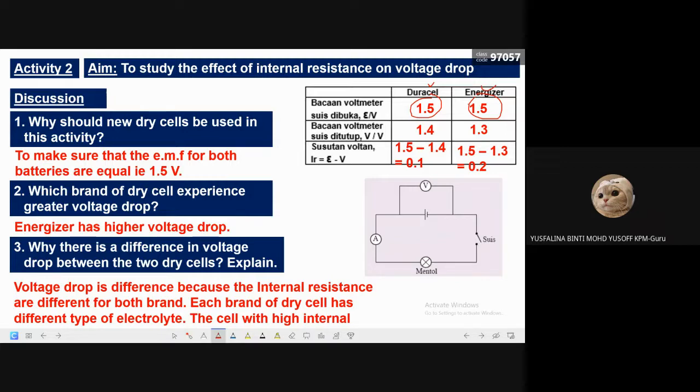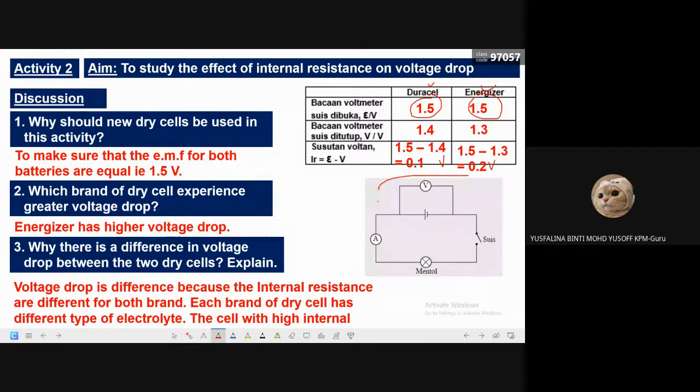Right, but then when the switch is closed, now the current flows, right? So when the current flows, we can see the voltage drop, right? So for the Duracell it dropped to 1.4, while for the Energizer it dropped to 1.3. So how much is the voltage lost? The voltage that is lost is 0.1 and this one is 0.2 volt. That is the voltage that is dissipated. Okay, 0.1 and also 0.2.